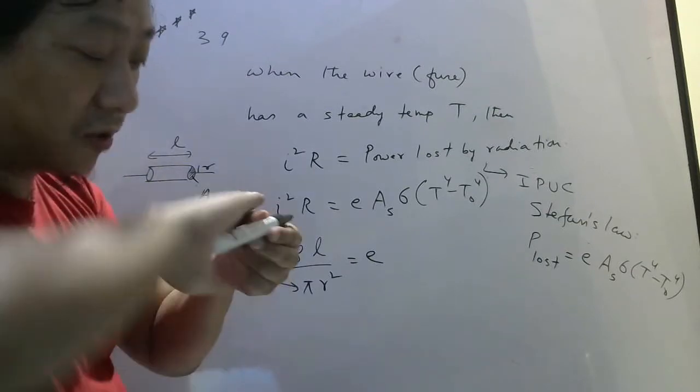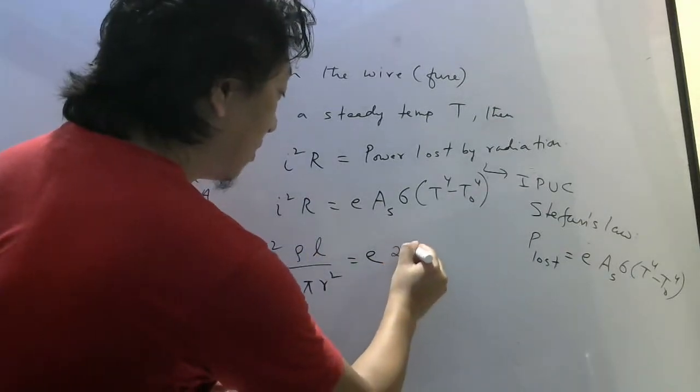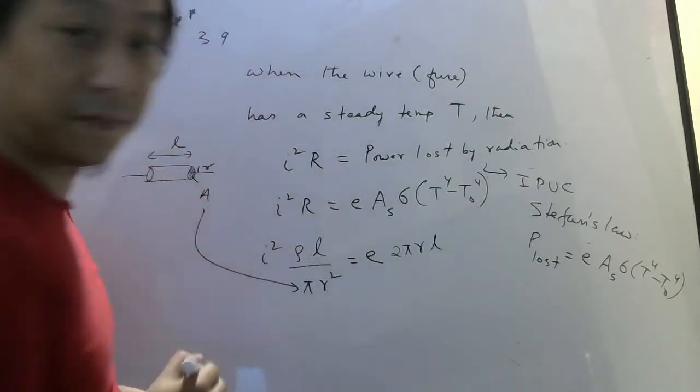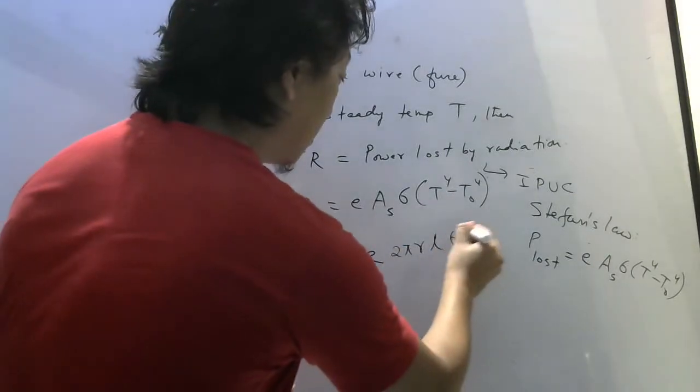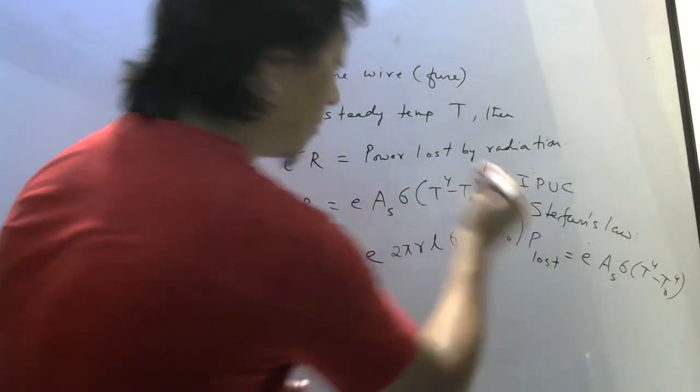the heat is lost from the surface. So how can I write curved surface area for a cylinder? 2 pi R into L. Correct or not? Stefan's constant, temperature power 4 minus room temperature power 4.